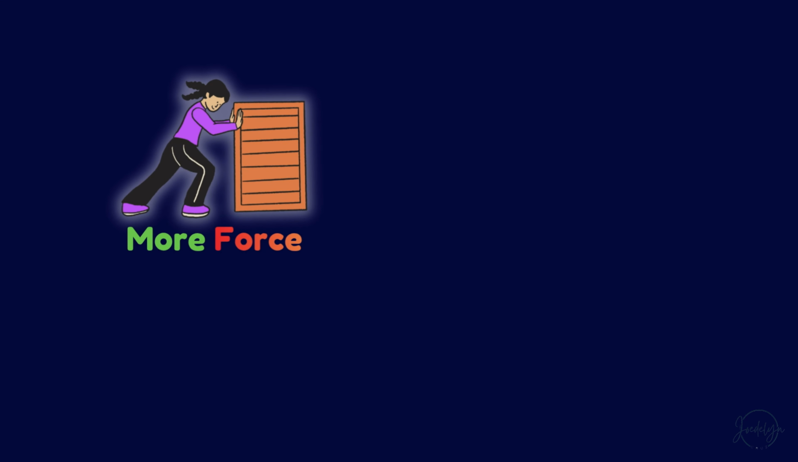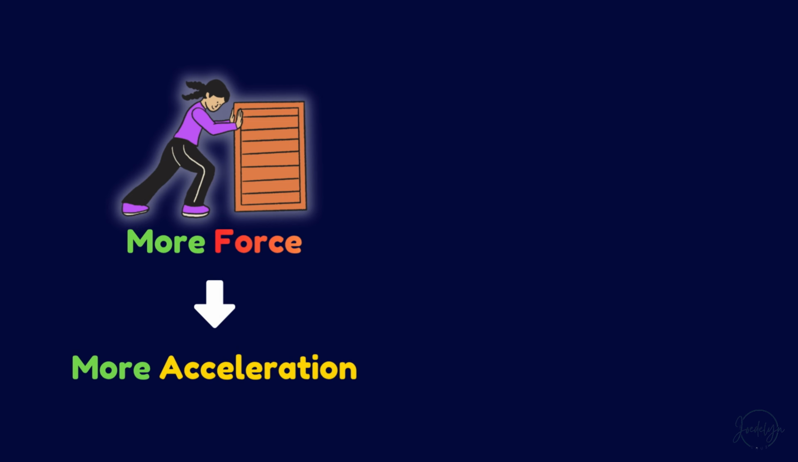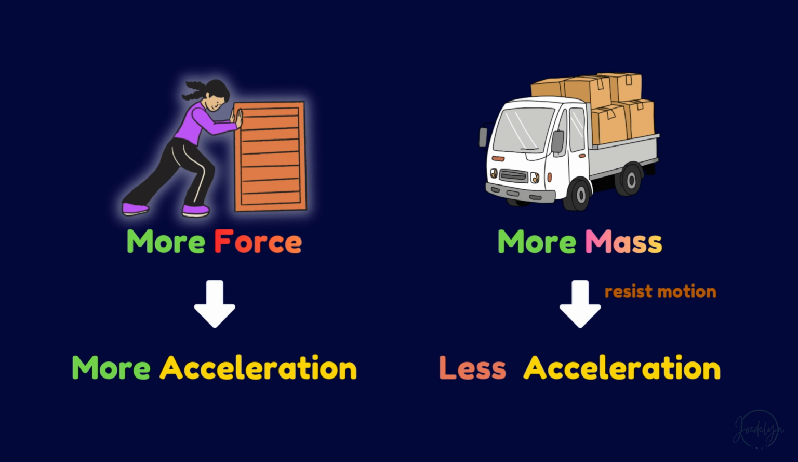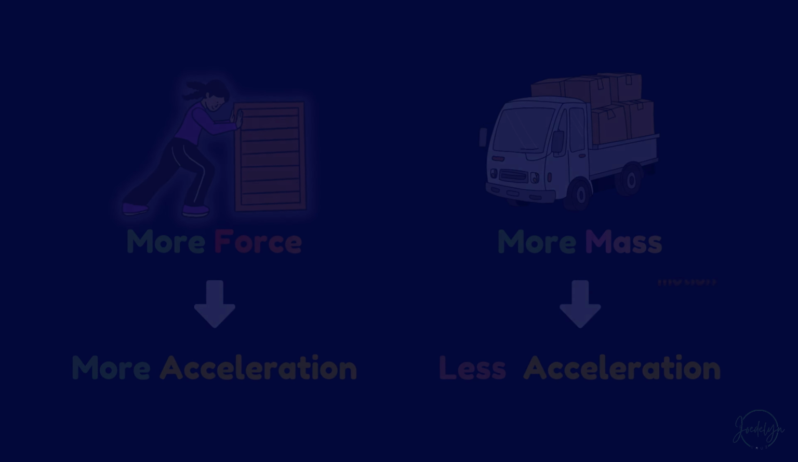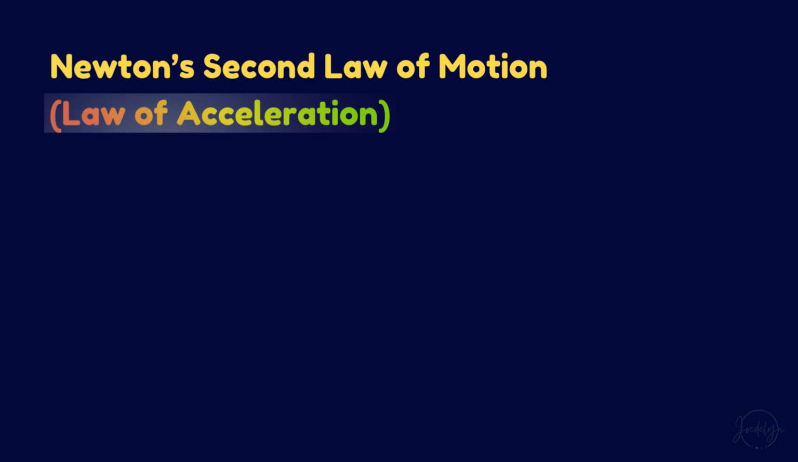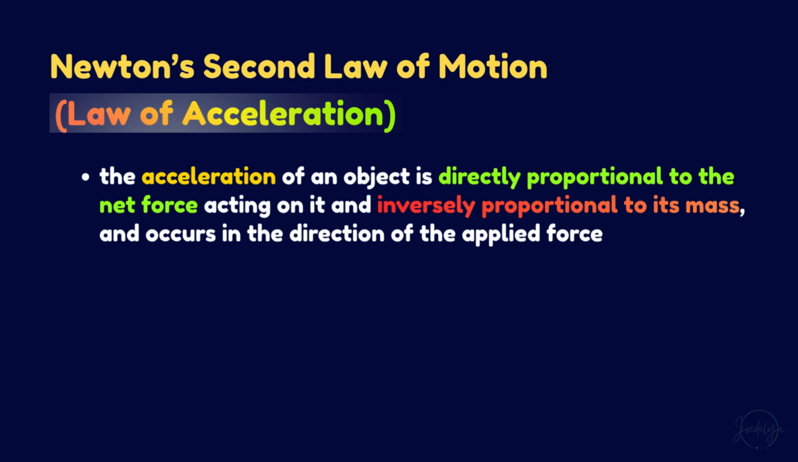When you apply more force, an object accelerates more. But when an object has more mass, it resists motion and accelerates less. This idea is explained by Newton's second law of motion, also known as the law of acceleration, which states that the acceleration of an object is directly proportional to the net force acting on it and inversely proportional to its mass, and occurs in the direction of the applied force.